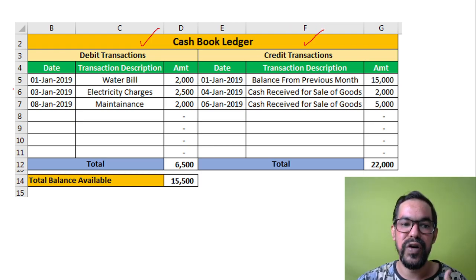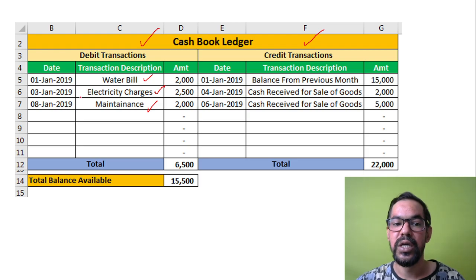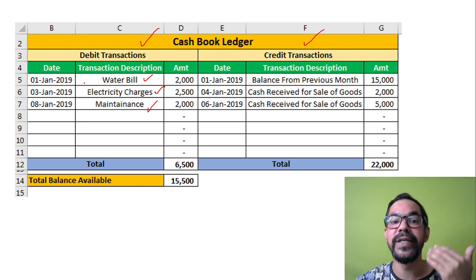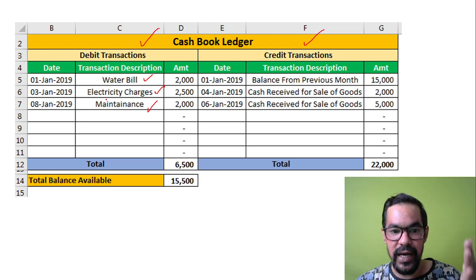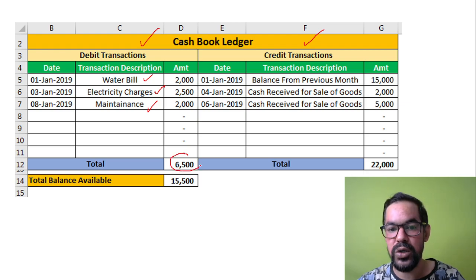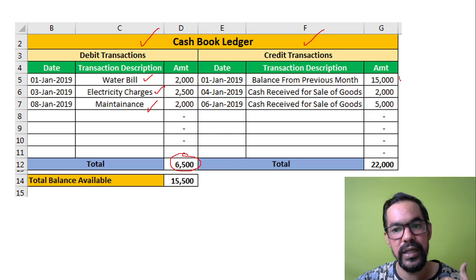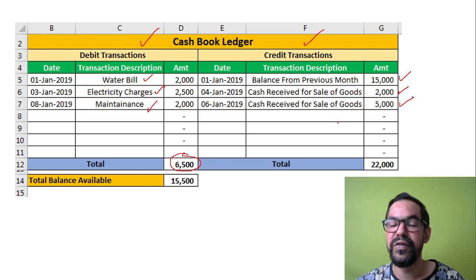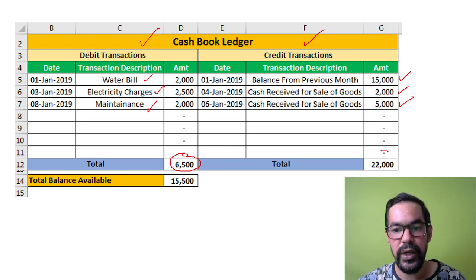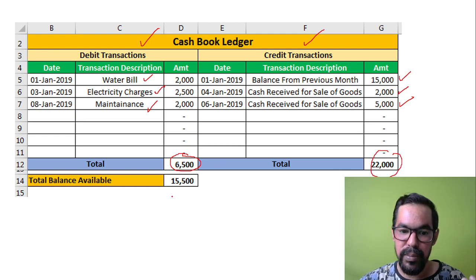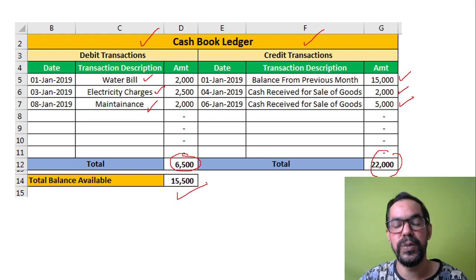On 1st January they paid electricity, water bill, electricity charges and maintenance. These are all expenses for that particular company, and these are payments made by the company, so they are on the left side. Your total bill is 6,500 rupees. If you talk about the credits, the carried forward balance was 15,000, cash received for sale of goods 2,000, and cash received for sale of goods 5,000 on different dates. Your total is 22,000 for this one, and the balance is 15,500 in this case.